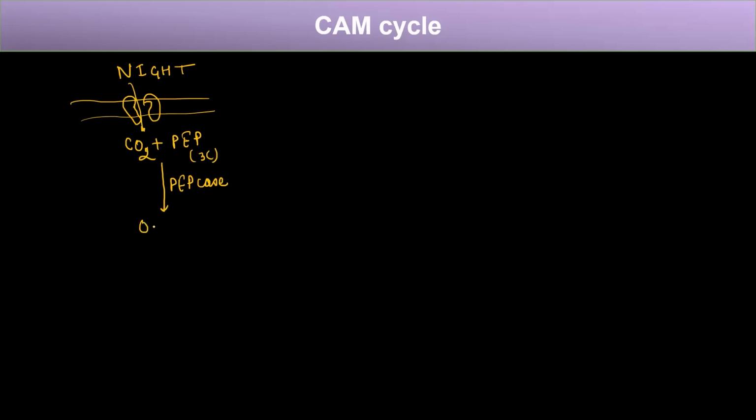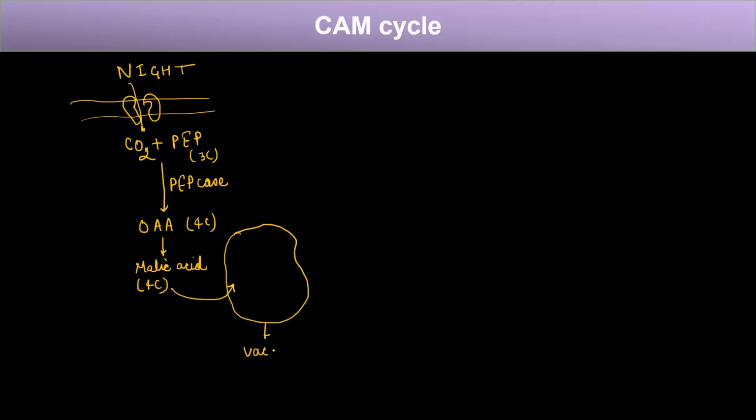So we have oxaloacetic acid, OAA, that is 4 carbon. Now we know that this 4 carbon will get converted into malic acid. Malic acid. Now this is happening during the night time. This malic acid is again 4 carbon. What happens to this malic acid? It gets accumulated in the vacuole. We know the plants have large vacuoles, right? So this malic acid gets accumulated in the vacuole.